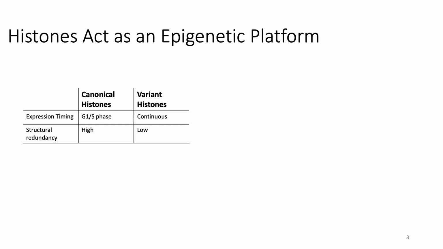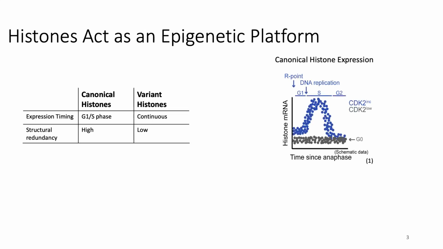And the first way is through the expression timing of variant histones. Typically, canonical histones are generally restricted to being expressed inside of G1 and S phase, whereas variant histones can be expressed throughout the entire cell cycle, and consequently, they can be deposited into nucleosomes, replacing canonical histones at any point inside the cell cycle. And additionally, in comparison to canonical histones, variant histones are also very structurally diverse, which can allow them to take on different functions.